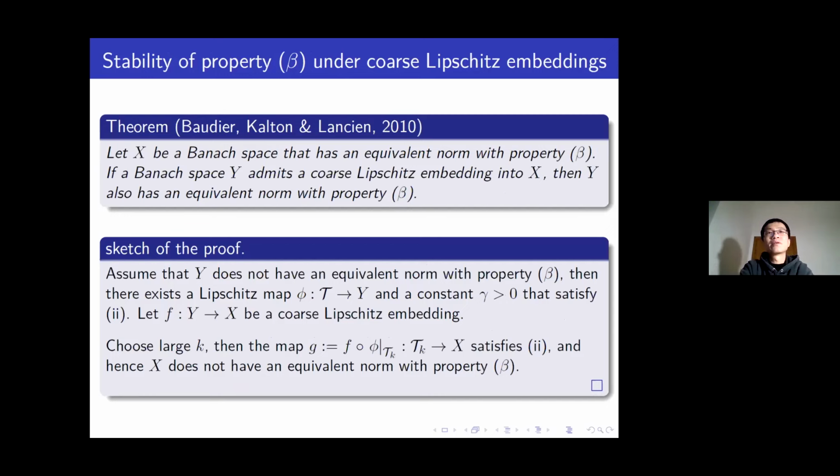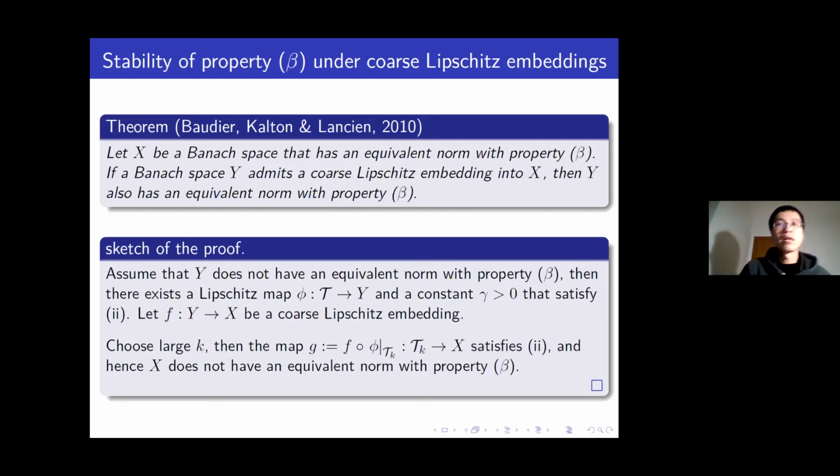This theorem first appears in Baudier, Kalton, and Lancien's paper. If X is a Banach space that has an equivalent norm with property beta, and Y, another Banach space, admits a Coarse Lipschitz embedding into X, then Y also has an equivalent norm with property beta. So property beta is stable under Coarse Lipschitz embedding.